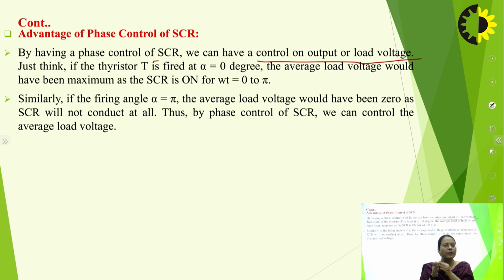because at pi the SCR will get reverse biased, and it is getting the firing pulses at pi, so it will not be of any use and we will get the output voltage equal to 0, because the SCR will not conduct as it is reverse biased. Okay. So this is the basic of the phase control.